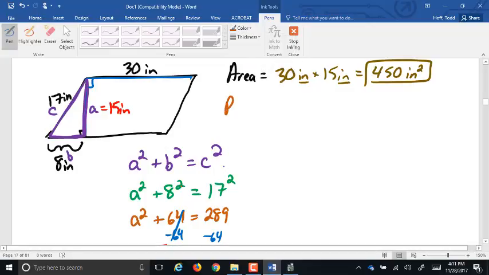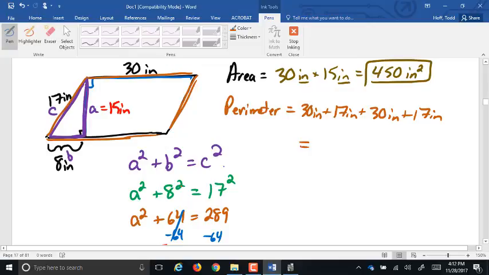The perimeter, if I were looking for the perimeter of that parallelogram, would be just adding together the sides. I have 30 plus 17 plus 30 plus another 17, which is going to give us 94 inches of perimeter.